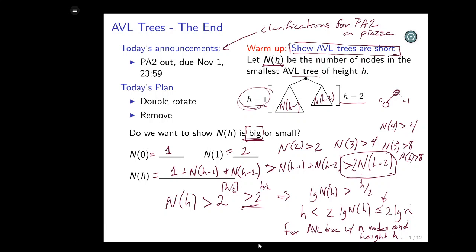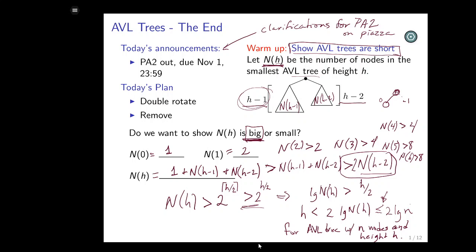So how does this show that N of h is big? N of h is bigger than 2 to the h over 2. Our recurrence relation was just about N of h, and all we showed was that N of h is bigger than 2 to the h over 2. How does showing N of h is big show that h is short? Did you not believe the math? No, I get the math, but I'm asking about the intuition.